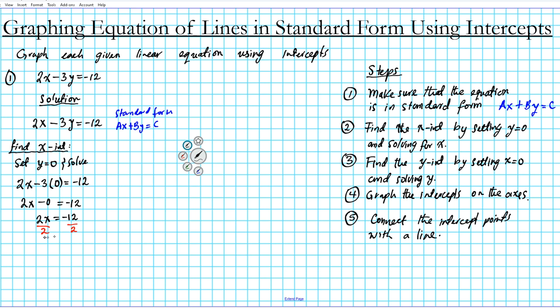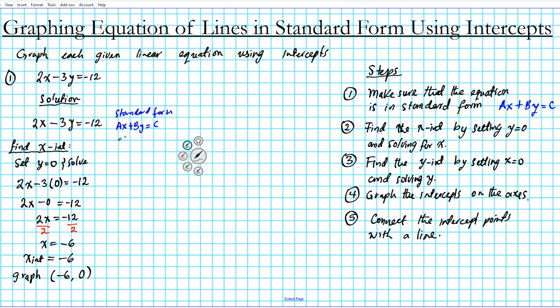Okay, and then you get x equals negative 6. Guess what? This is your x-intercept. So our x-intercept is negative 6. What does that mean? It means that we're going to graph the point. Notice we have the x-coordinate, which is negative 6. And what's the y-coordinate? Remember, we set y to what? 0. Negative 6, 0. Okay?